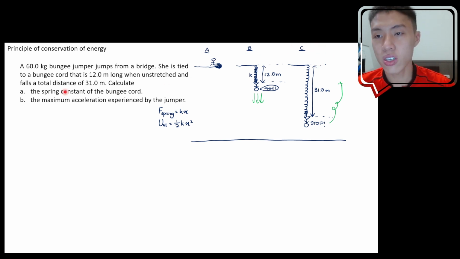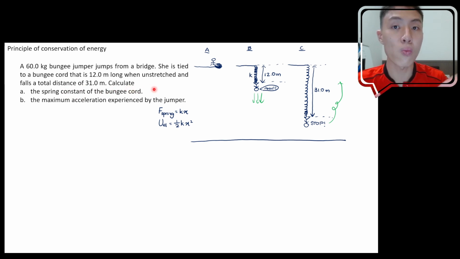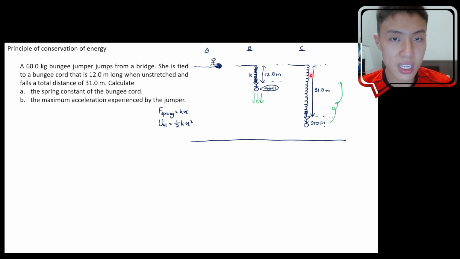Okay, but we are interested in the spring constant of the bungee cord, so definitely you want to compare it with a position in which there is elastic potential energy. You know that the spring is unstretched here at A, the spring is also unstretched here at B. The spring is only stretched when it is in situation C. So you know that definitely you need to compare it with situation C. But you compare which point with situation C? You compare it with situation A.